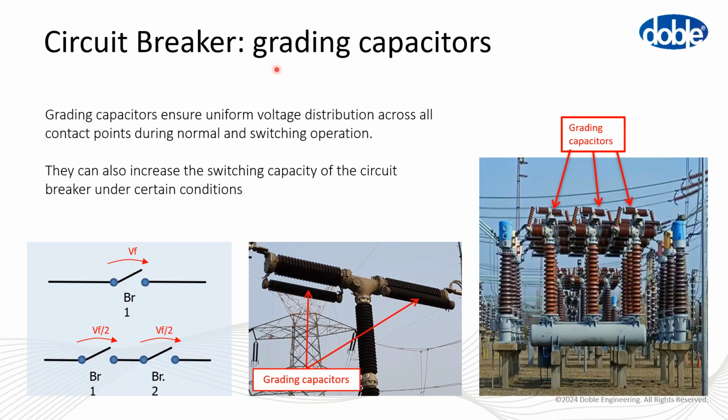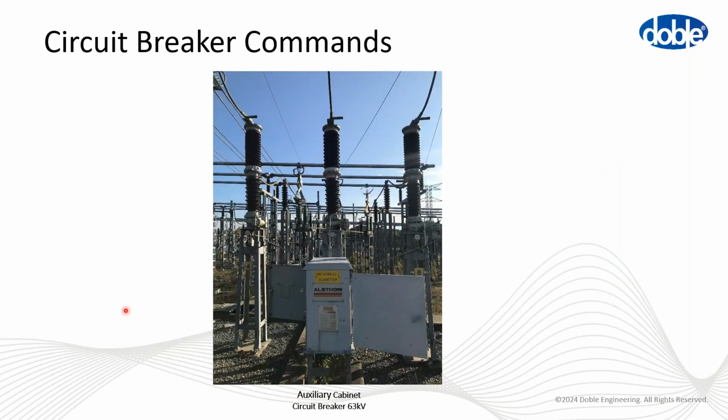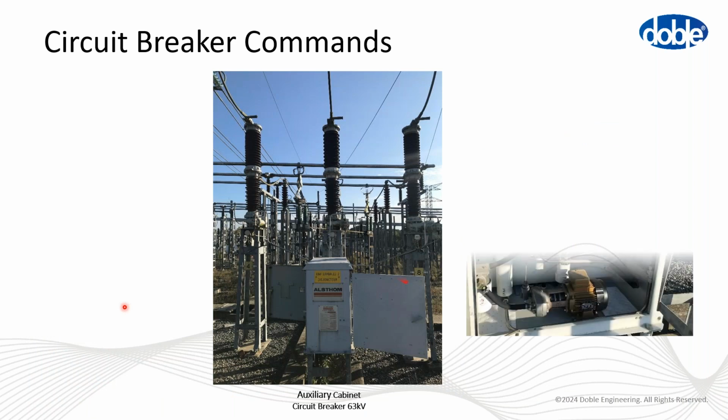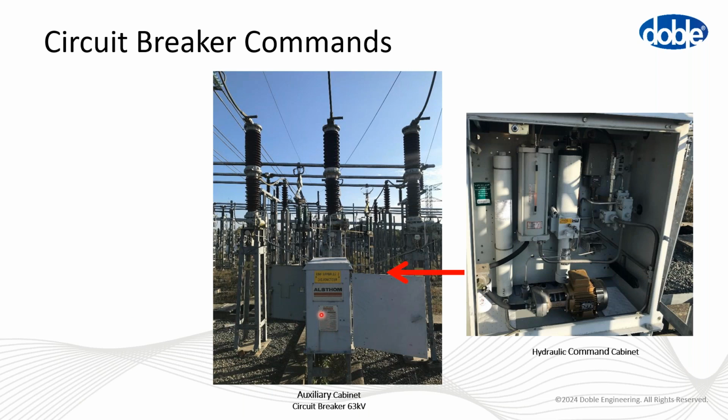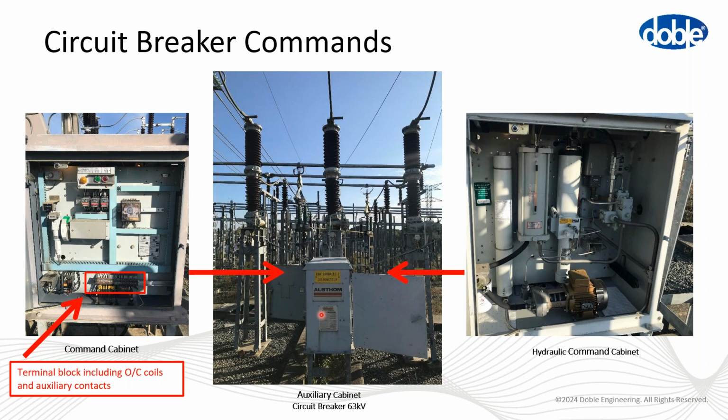We also have grading capacitors. These divide the voltage to make a constant voltage between all the elements, so as to avoid some instabilities between them. Then we have the cabinet. In this cabinet, you can find the manual open and close commands and also all the terminals of the coils. So you can have access to the open and close coils, auxiliary contacts, and all the contacts that go to the relay.